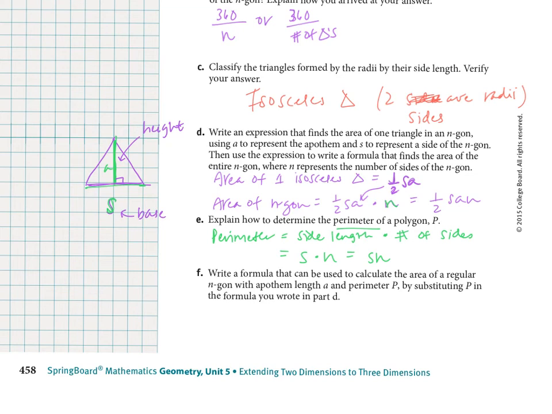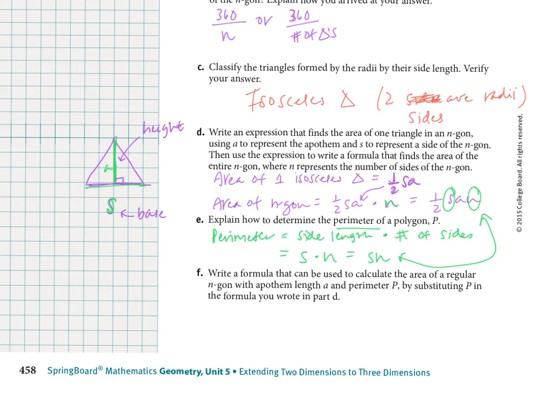Now, we're going to use this idea of S times n to connect with what we have above. Look what we have up here. We have an S, we have an n. So we're essentially connecting these ideas together. That's actually what we're going to do on part F. It wants us to connect what we found in parts D and E. It says, write a formula that can be used to calculate the area of a regular n-gon with apothem length A and perimeter P.